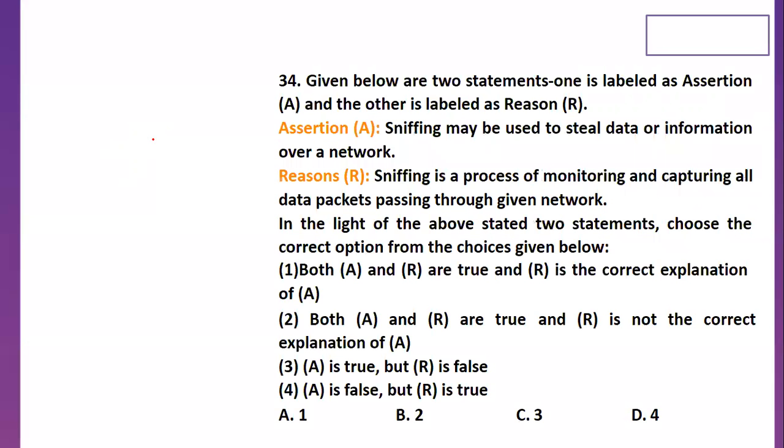Now, we have the question that is assertion and reasoning. This is basically an ICT question. Assertion is: sniffing may be used to steal data or information over a network. So they are asking about sniffing, which is basically to steal the data or information over a network. Reason is: sniffing is the process of monitoring and capturing all the data packets passing through a given network. Sniffing, as I said, is used in stealing information, and it is a process of monitoring and capturing all the data which is passing through the given network.